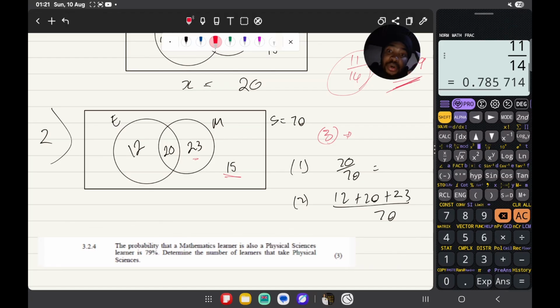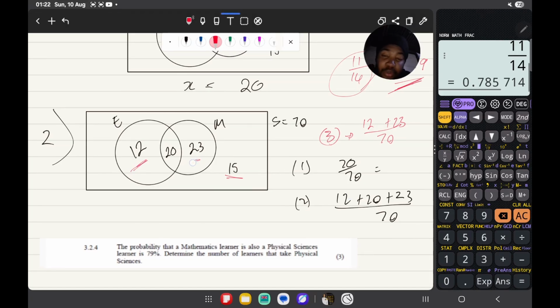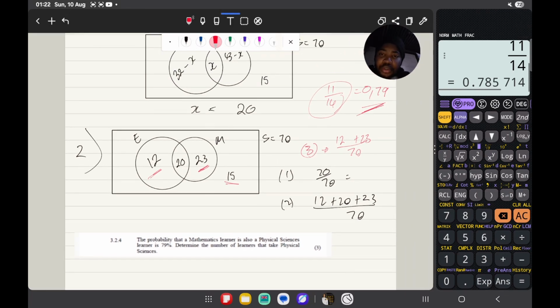The answer, you are right, is going to be 12 plus 23 divided by 70. Then you round it up because it's 12 economics only, 23 maths only. Then boom, you have your answer and you are done, friend.